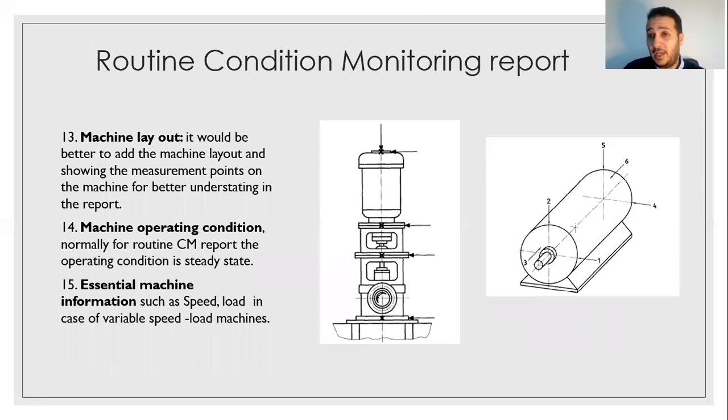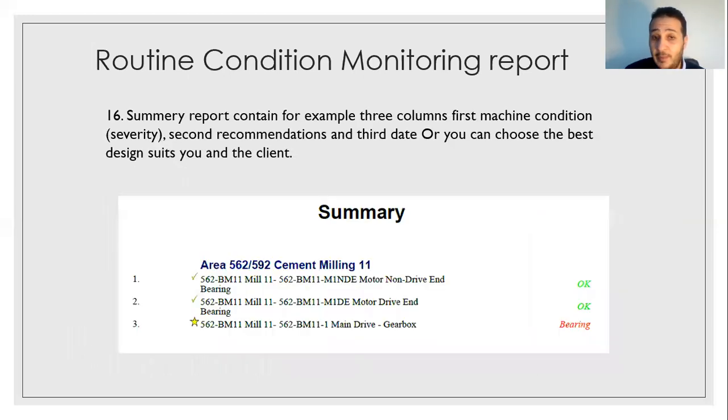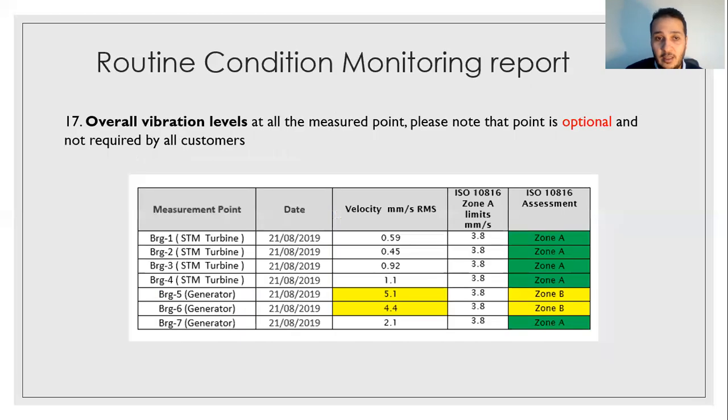The machine layout, you can put a photo of the machine, and then on this photo, you can mark what is the non-drive end and what is the drive end of the motor or the fan, or you can make one of the drawings like you see here. Summary report, we talked about this one: machine name, severity, date, what recommendation should be done, and that's it.